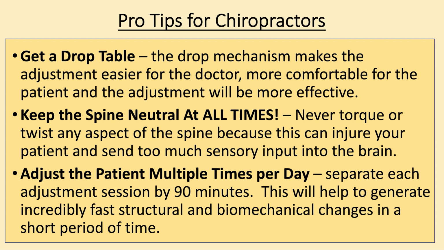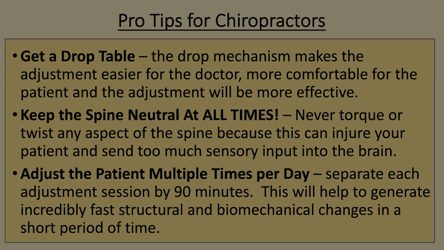Never torque or twist or bend or turn that spine, because when you do, you're triggering all of the sensory component of those vertebrae into the brain, and that's going to not allow you to change that brain's view of the body. Your goal is to change the position and motion of that vertebrae and that communication to the brain. And you can adjust the patient multiple times a day. Now, separate each session by 90 minutes because the body works on 90-minute cycles. This will help get incredibly fast structural, biomechanical changes in a short period of time.